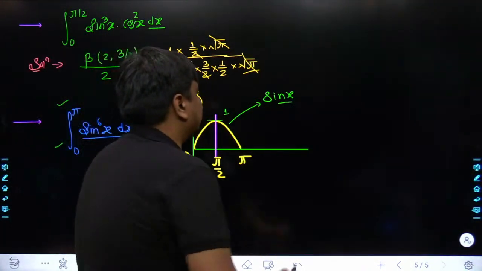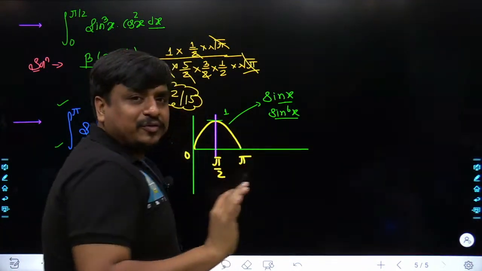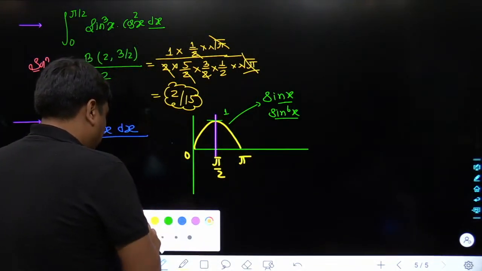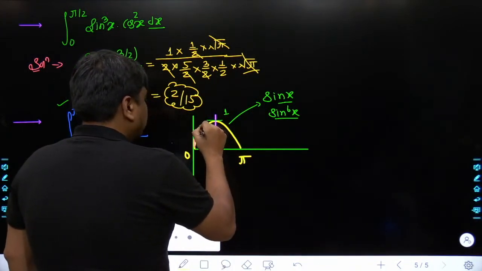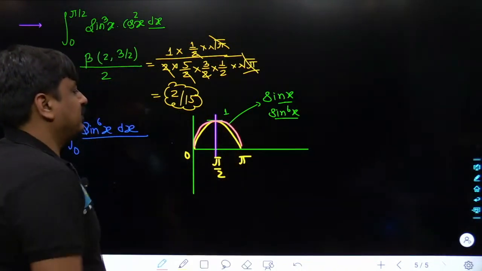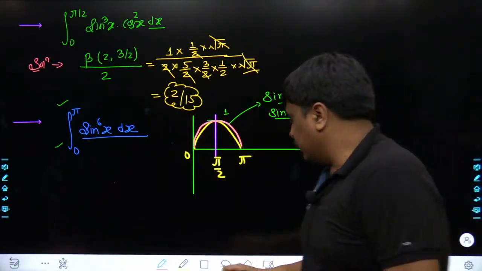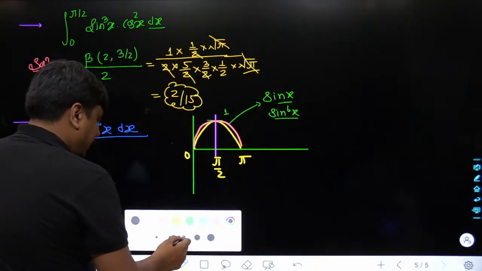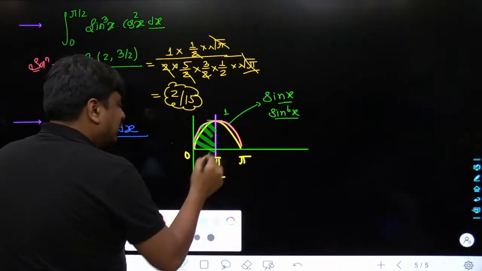My dear friends, if the sine has been raised to the power of 6, what would happen? 1 to the power of 6 would remain at 1, and this function would again be an even function, taking the reference of x equals pi by 2. What does that mean? That means whatever area would be covered in this region, the same area would be covered in this region.